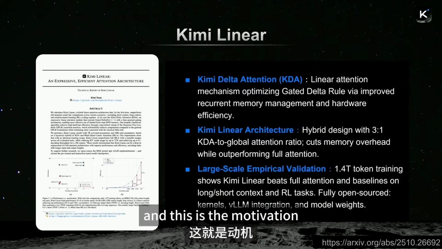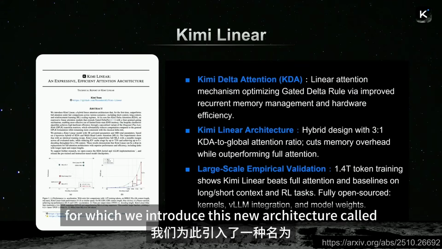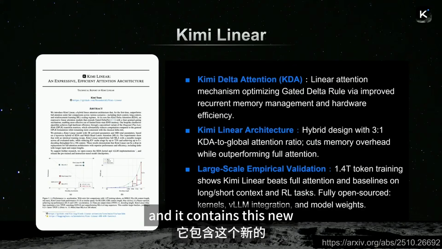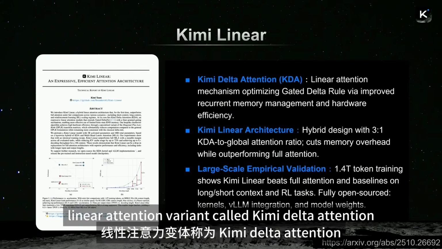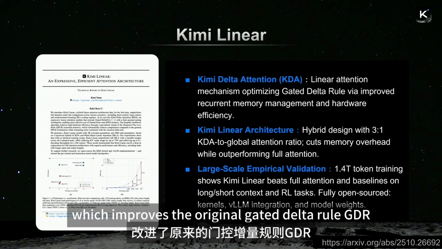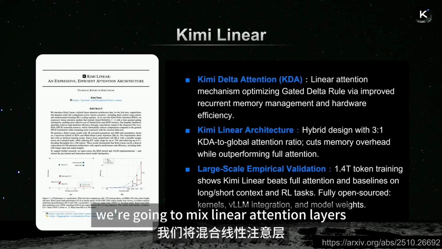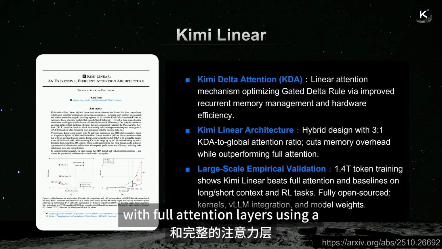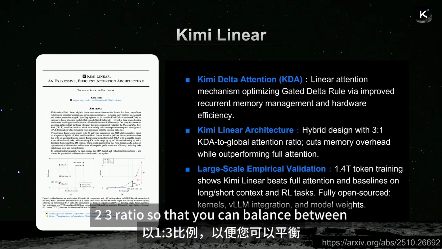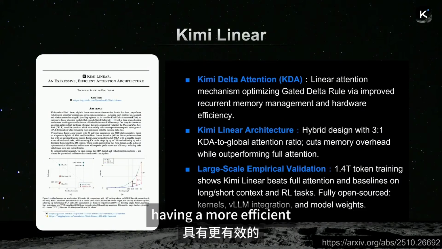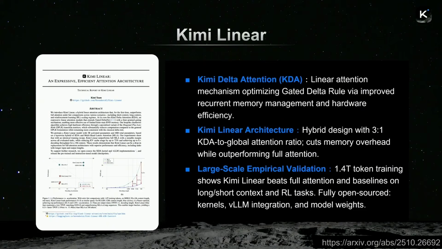And this is the motivation for which we introduced this new architecture called Kimi Linear. And it contains this new linear attention variant called Kimi Delta Attention, which improves the original gated delta rule, GDR, by improved recurrent memory. I will show the details later. And at the same time, we're going to mix linear attention layers with full attention layers using a 1-to-3 ratio so that you can balance between these long context capabilities and at the same time having a more efficient implementation.